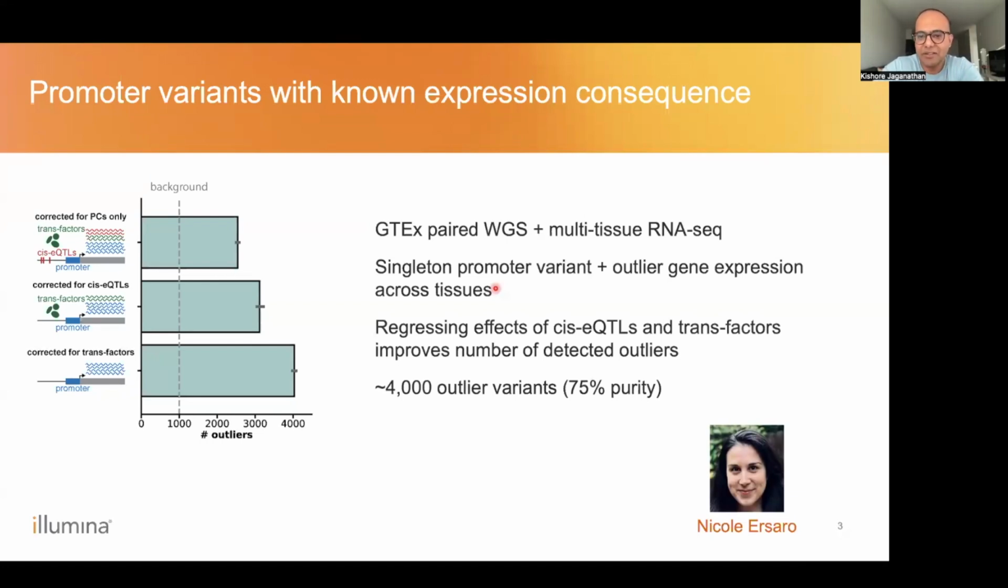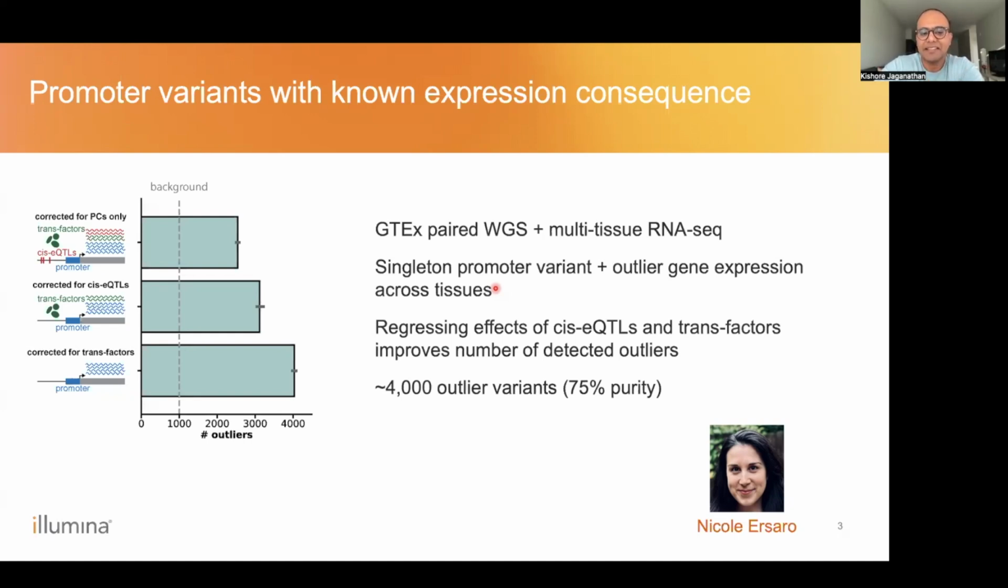And finally, we also model trans effects by building a model where you try to predict the gene expression of each gene using the gene expression of all other genes in other chromosomes. Whatever you can model using this, again, has nothing to do with the promoter variation, so you can regress these things out as well. And here's where we get the maximum boost. Once you regress all of these things out, you get 4,000 outlier variants, where only 1,000 are possible by chance.